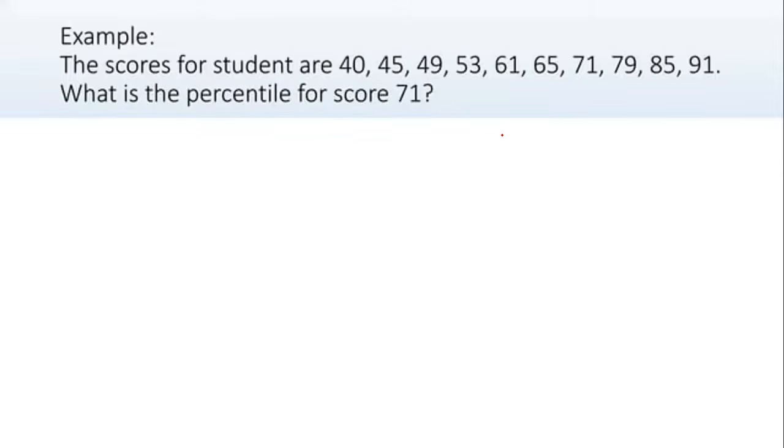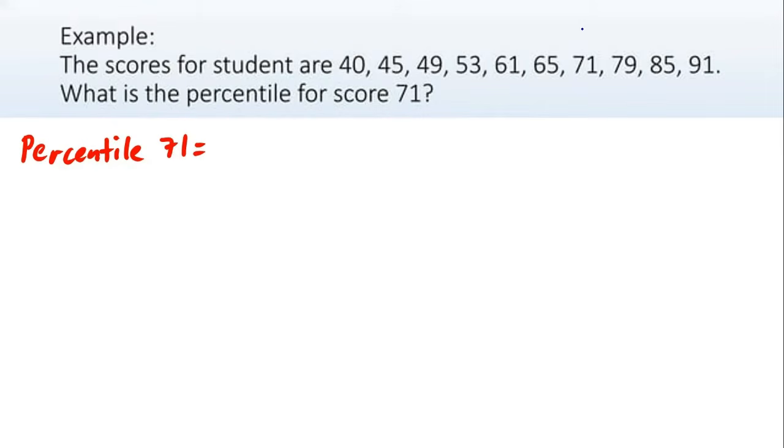For example, number 1, the scores of students are 40, 45, 49, 53, 61, 65, 71, 79, 85, and 91. What is the percentile for score 71? So our goal is to solve for the percentile for score 71. So you need to use the formula: the data below the given data over the number of data times 100.